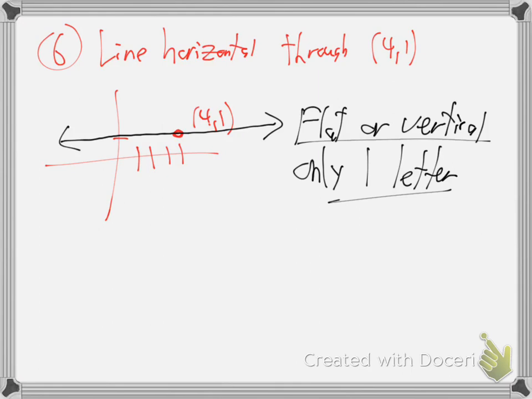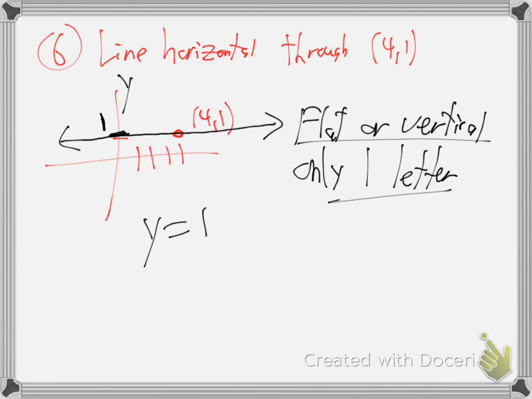So how do you know which one? Well, which axis does it hit? It hits the y-axis at a height of 1. So that's it. Y equals 1. Done. That's the equation. It's the line going through the y-axis at a height of 1.